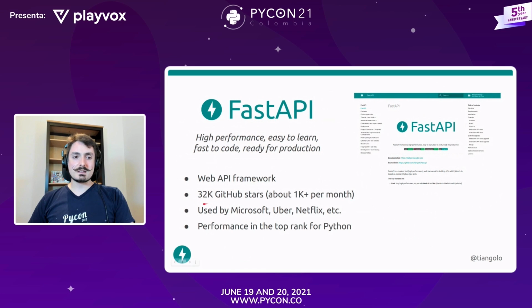It currently has 32 something thousand GitHub stars. It's been growing about 1,000 per month, so a bunch of people have been liking it, which is great. It's currently used by Microsoft, Uber, Netflix, and a bunch of other companies. And the performance is in the top rank for Python.